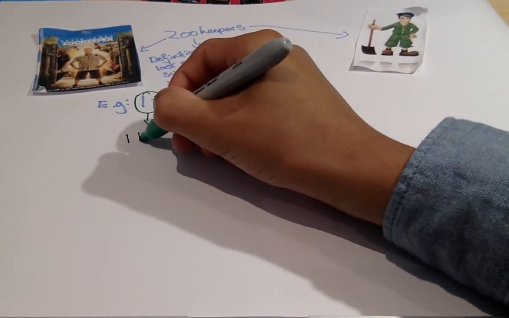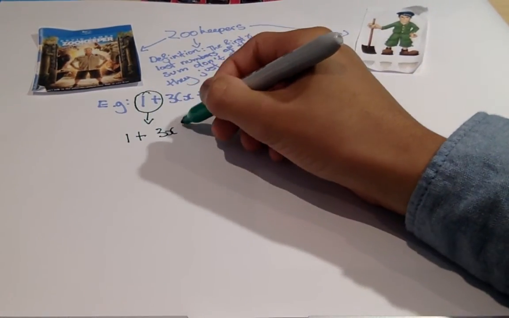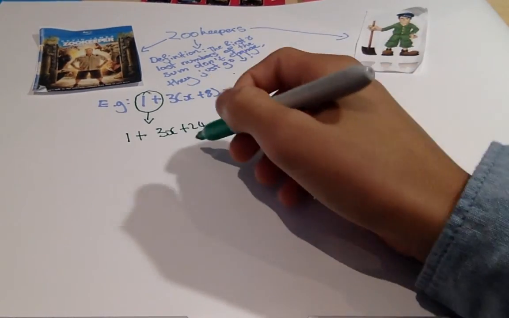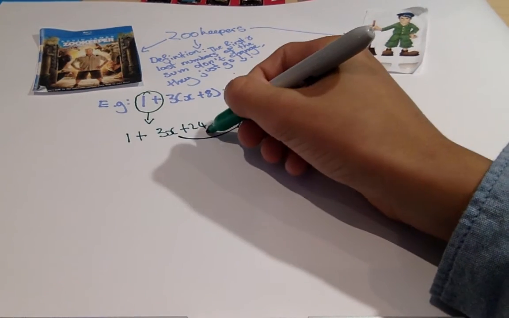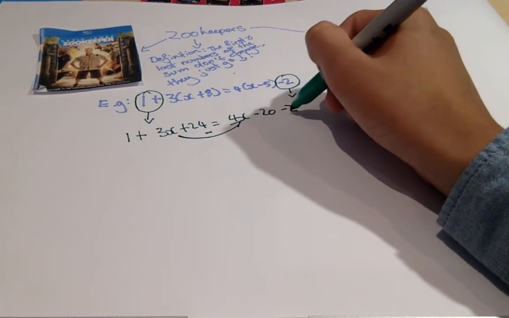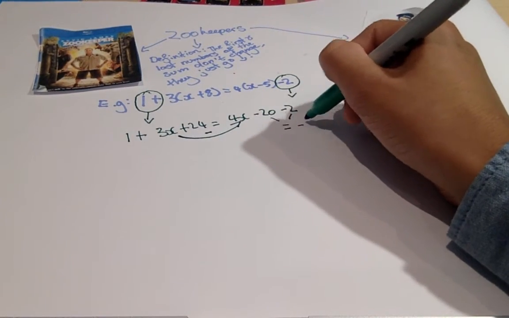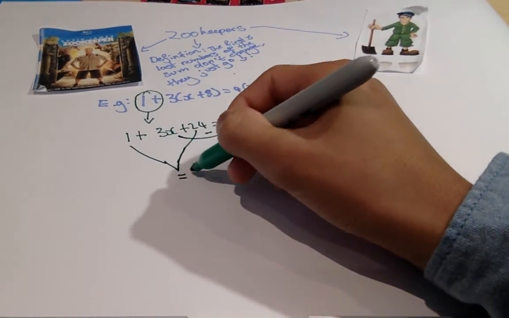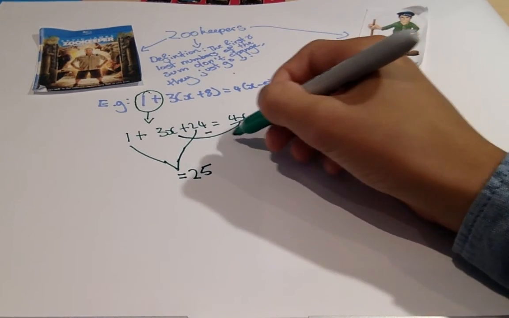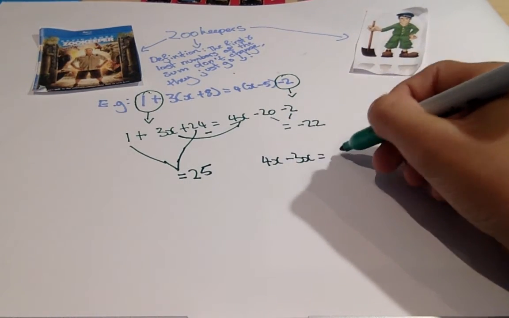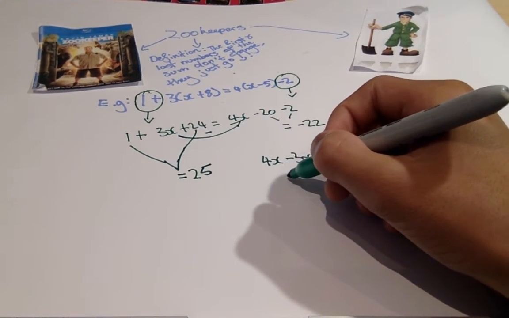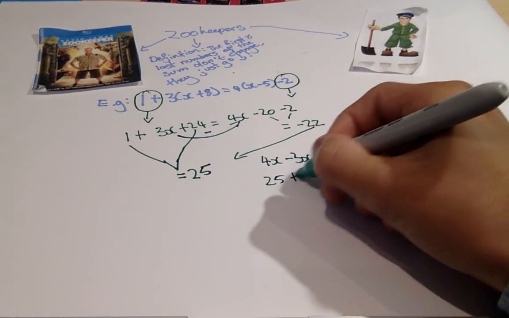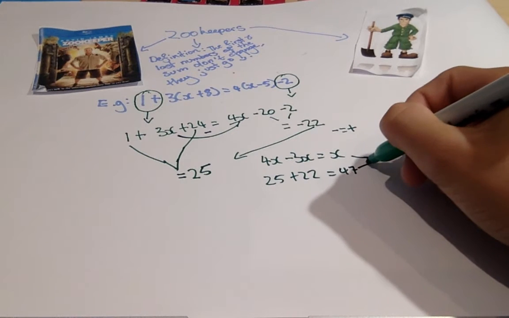Now the minus 20 and the minus 2 becomes minus 22, and 1 plus 24 equals 25. But before we add them together, we move the 3x to 4x's side, so 4x minus 3x equals x, and then we move the minus 22 to the 25 side, so minus becomes plus. When changing sides, you change sign as well, so that becomes 25 plus 22, and that equals 47, so x equals 47.